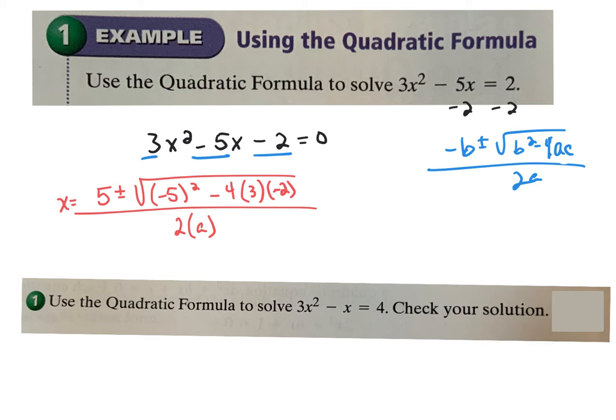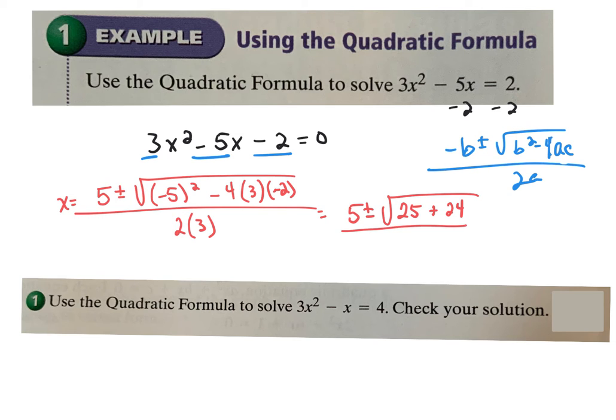Actually, I just wrote an a, so that's supposed to be 2a, so it's supposed to be 3. So there we go. All right, so I have 5 plus or minus. What is negative 5 if I square it? 25. What is negative 4 times 3 times negative 2? 24. So it's minus a negative 24, right? So it's plus 24 here, right? Everybody see that? Anytime you have those two negatives there, it's going to be plus.